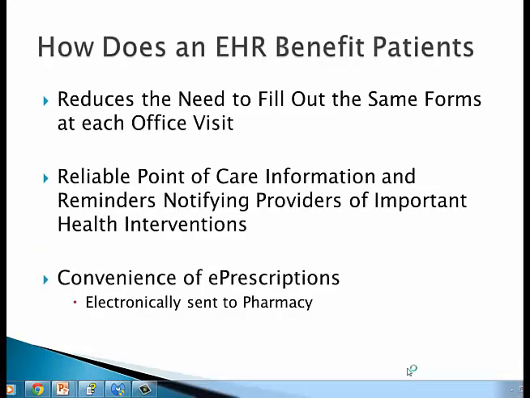Now let's talk about how the EMR benefits patients. First of all, let's talk about the reduced need to fill out the same forms at each office visit. How many times do you go to a doctor and you have to fill out the same form that you filled out in a hospital or you filled out at another doctor's office? They can go on for pages and pages.